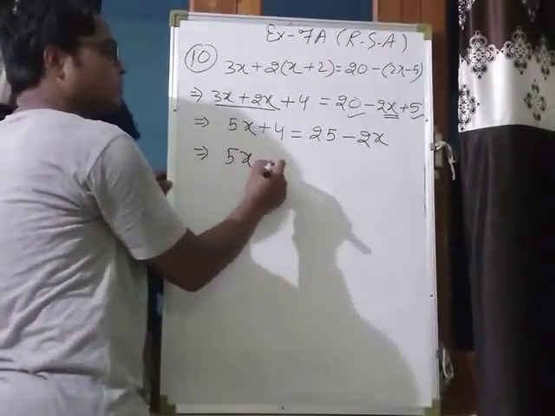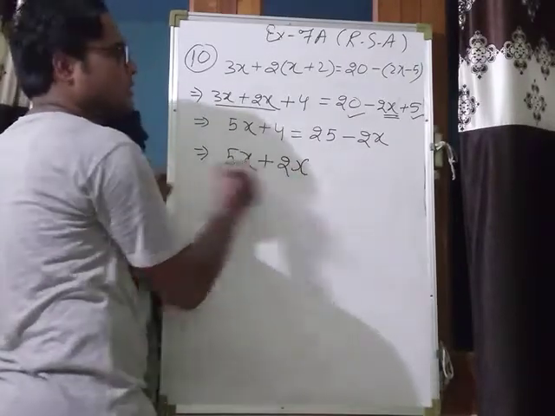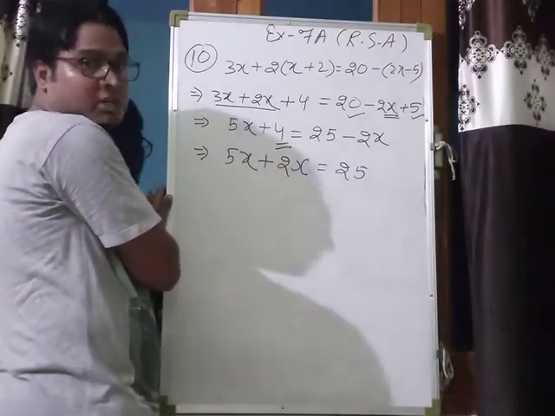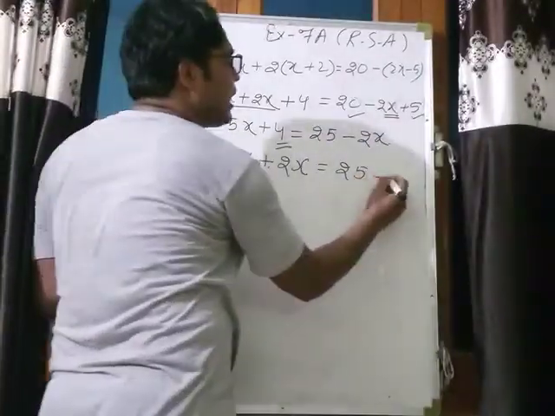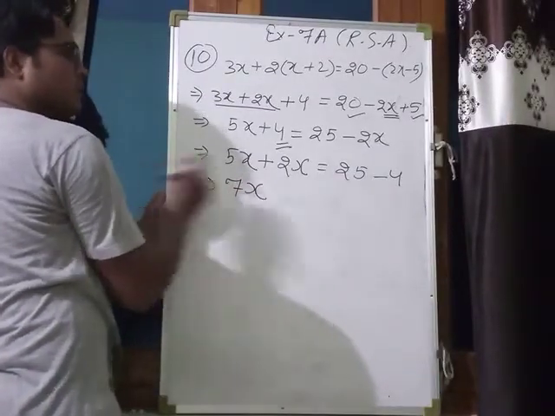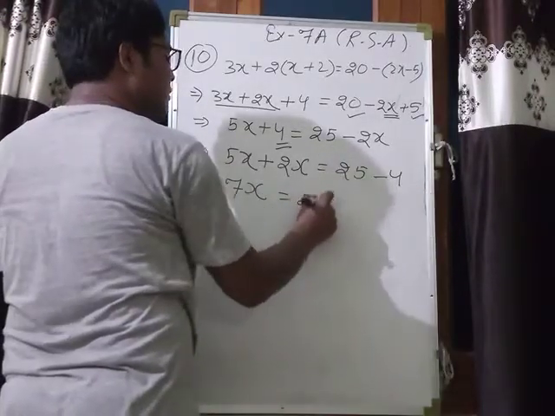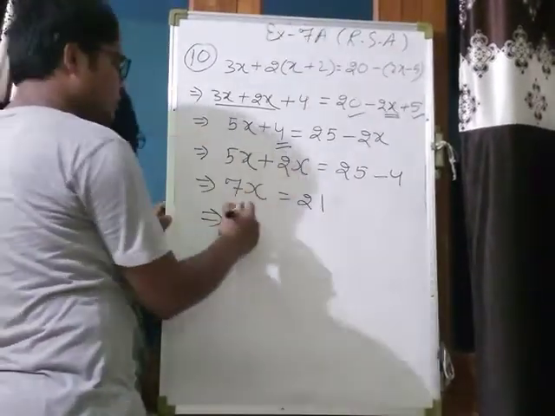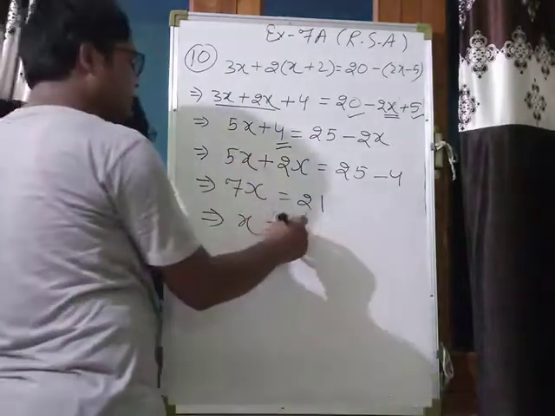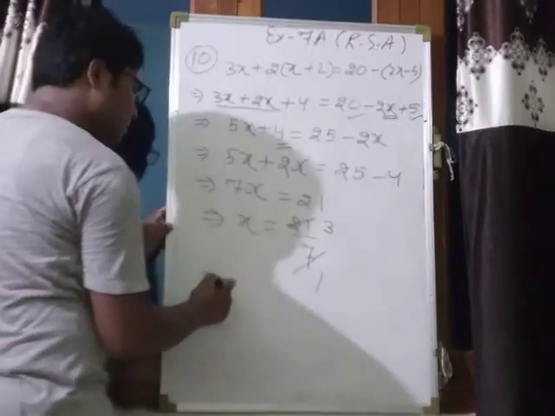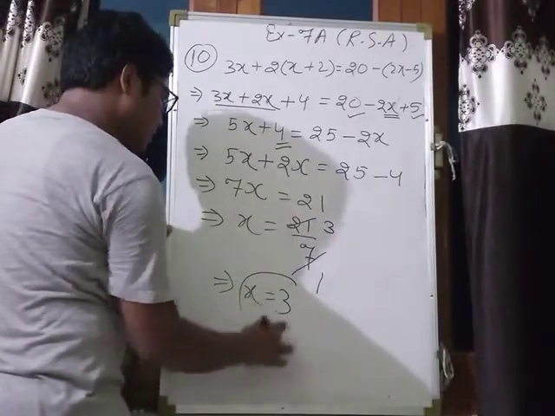Okay. Now transfer this 2x to the left side. Here minus sign, so it will be 5x plus 2x, that is equal to 25. Transfer this plus 4 to the right hand side, it will become minus 4. So 5x plus 2x, that is 7x, equal to 25 minus 4, 21. Now 7 is multiplied with x on the left side, so when we transfer this to the right side, it will be 21 by 7. 7 ones are 7, 7 threes are 21. So x is equal to 3 will be your answer.